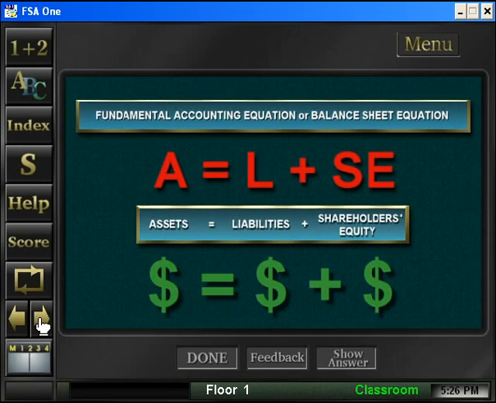The arrangement of the accounts in the general ledger depicts the fundamental accounting equation, sometimes called the balance sheet equation. Assets equal liabilities plus shareholders' equity. This equation must hold at all times. The fundamental accounting equation indicates that the dollar amount of the company's assets must be equal to the dollar amount assigned to the company's liabilities plus the dollar amount assigned to the company's shareholders' equity.